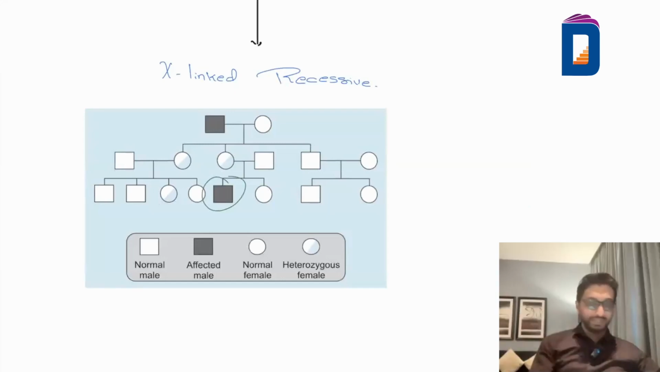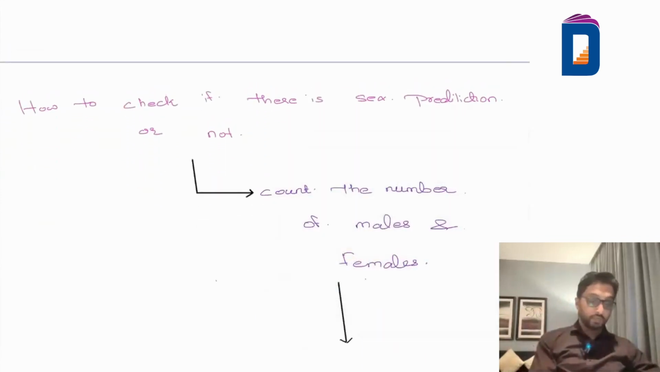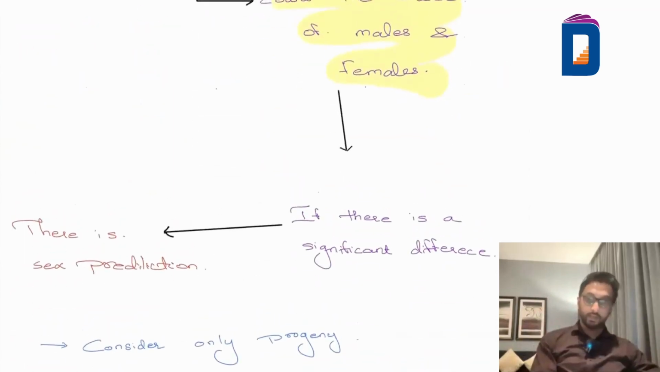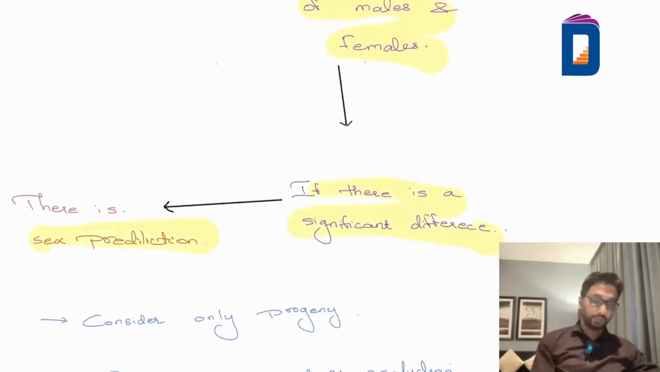You should remember this step. You should never forget this step. That's why I'm repeating this. Again, how to check if there is a sex predilection or not: count the number of males and females, and the number affected. If there is a significant difference between the two, there is sex predilection.